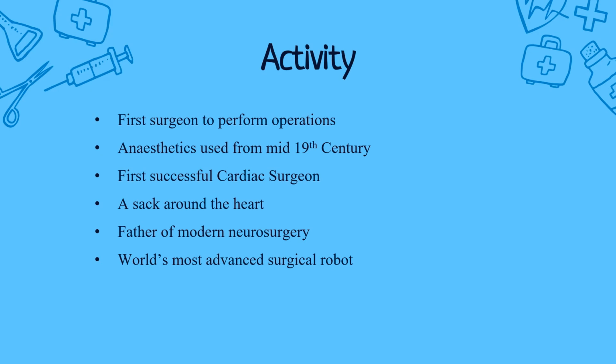Then the first successful cardiac surgeon, and we all know he paved the way for heart surgery, that is Daniel Hale Williams. What is a sac around the heart called? Yes, it is called the pericardium. Who is the father of modern neurosurgery? We all know that again it is none other than Harvey Cushing. What is the world's most advanced surgical robot? We all know that answer, that is the Da Vinci. It is the world's most advanced surgical robot.